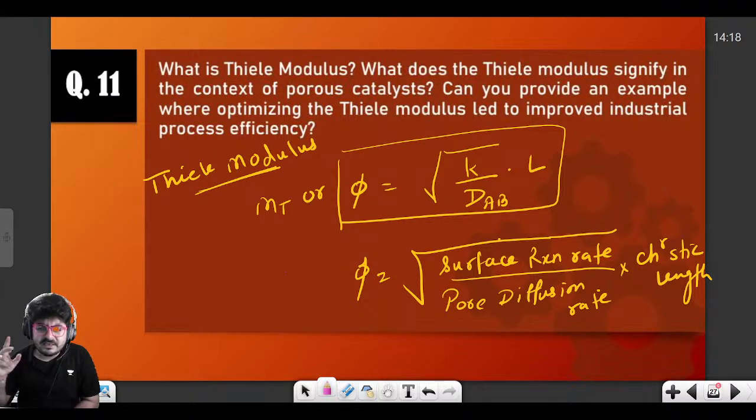Okay. Basically, Thiele modulus signifies the relation, or you can say the dominance, of the pore diffusion rate or surface reaction. Which thing is controlling the process? Which thing is dominating the process? We can get to know with the help of Thiele modulus.